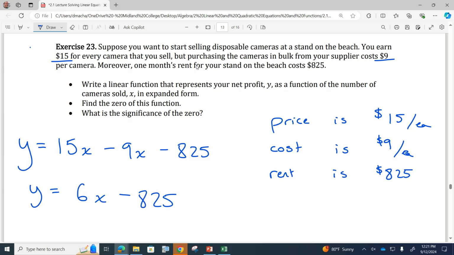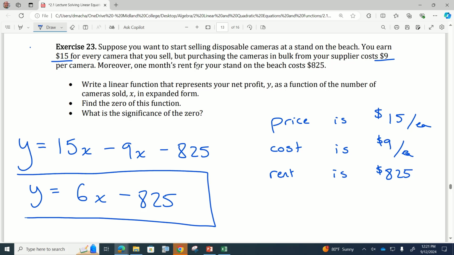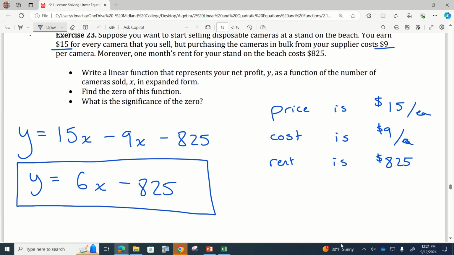And that is the answer to the first bullet point here. That's my linear function. If you tell me x, how many cameras you sold, I'll tell you y, which is your net profit for the month. Okay, second bullet point. What's the zero of this function?